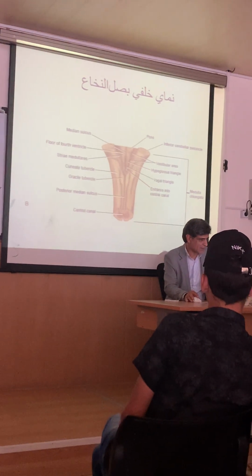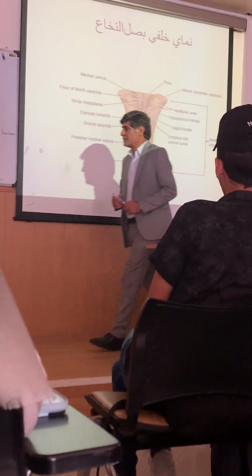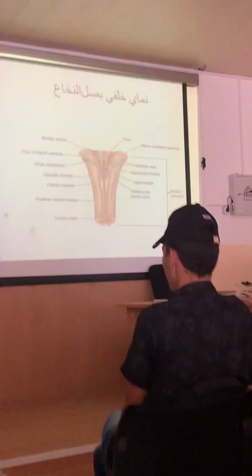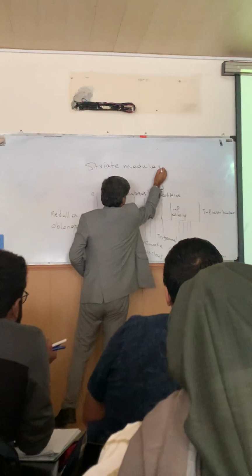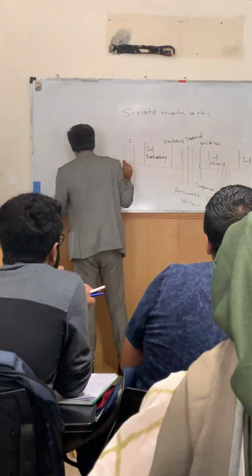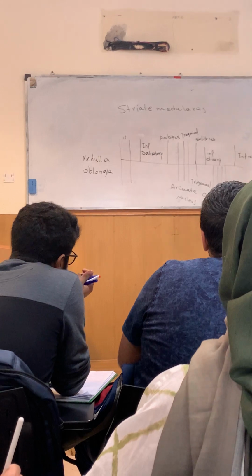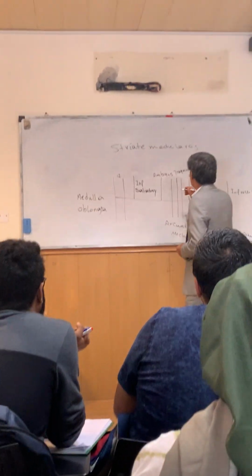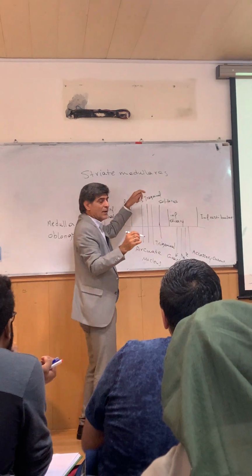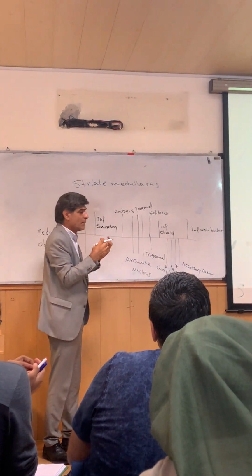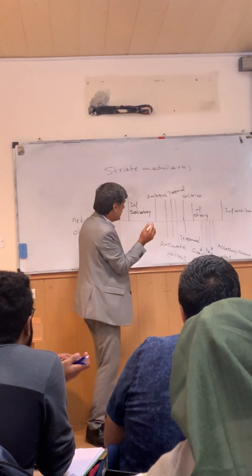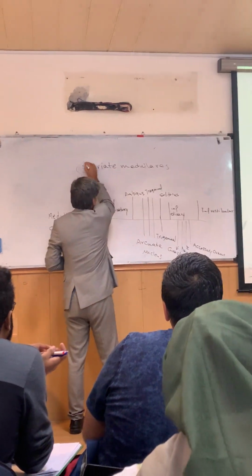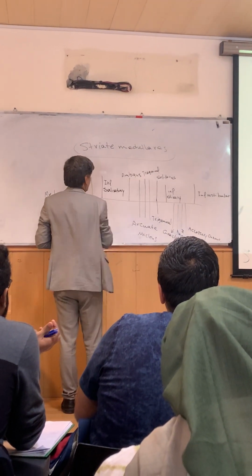Another part is the striate medulla. Fibers of the pontine nucleus, axonal pontine nucleus, okay? Formation of the striate medulla.